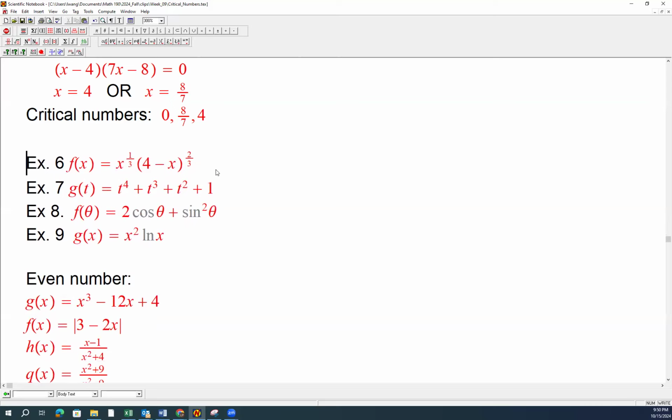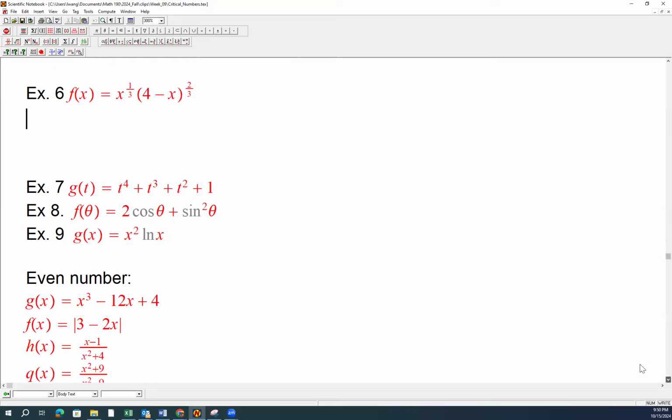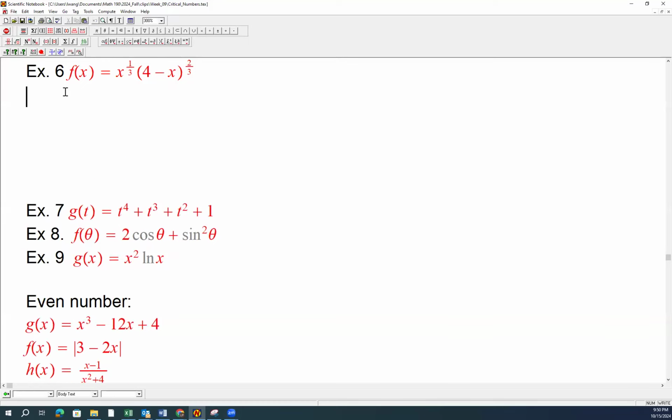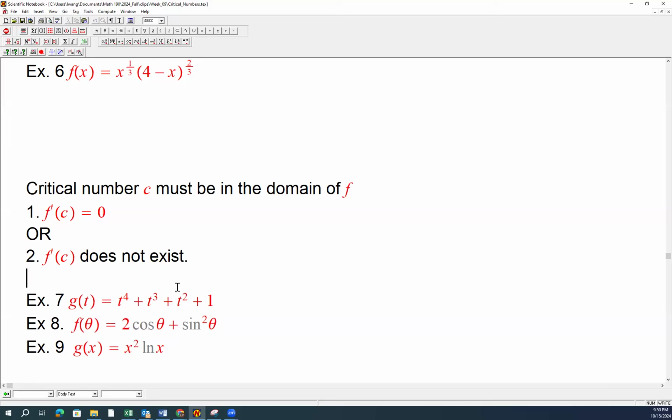So now let's look at another example, number 6. This one actually involves some more, but we have just 4 more questions. So let's get it done. Okay, so I'm going to put the definition of critical numbers here. We are almost there.